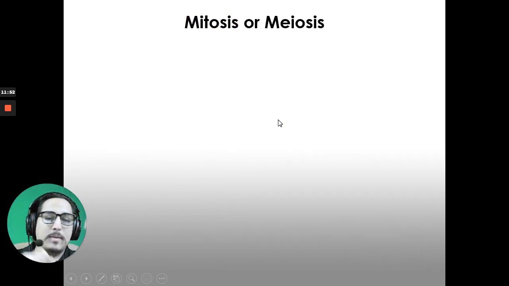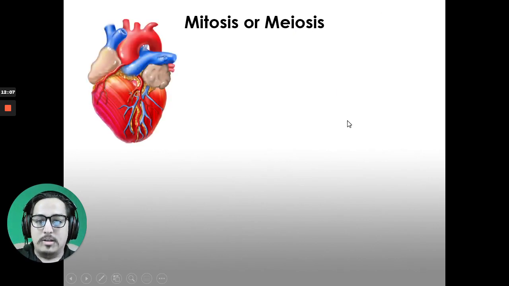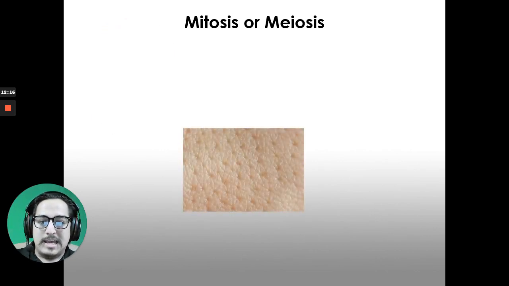There are going to be pictures, and you're going to be answering if it's somatic or gamete, mitosis or meiosis, right? Because remember, somatic is going to be mitosis, right? That's the body cells, and then meiosis is going to be the sex cells. Ready? Heart, is that your body cell or sex cell? Right? Body cell, that's called somatic. Give me a thumbs up. Skin, body cell or sex cell? Body, which means somatic, which is the process of mitosis.